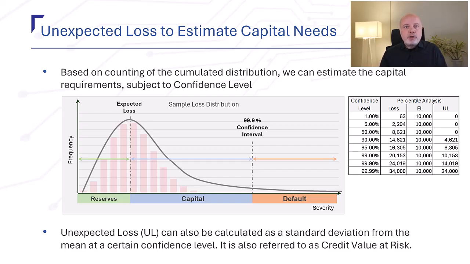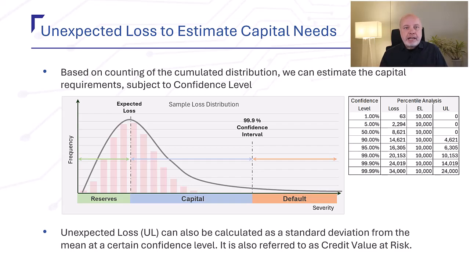This also means that we don't have any losses, we don't need any capital, because the $63 are richly covered by the $10,000 of reserves that we have for the expected losses. If we calculate the 50% confidence level or the 50% percentile, our loss is approximately $8,621, so still below the expected loss of $10,000. We still don't have any unexpected loss in those cases. The unexpected loss column therefore shows a 0 value.